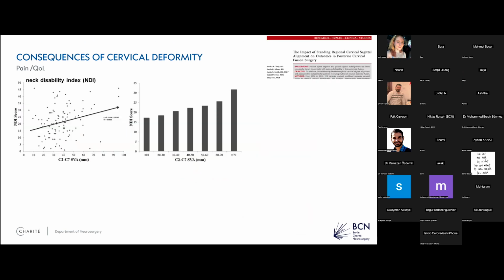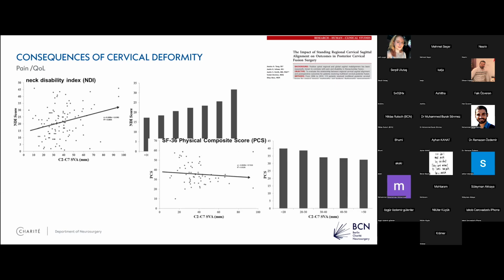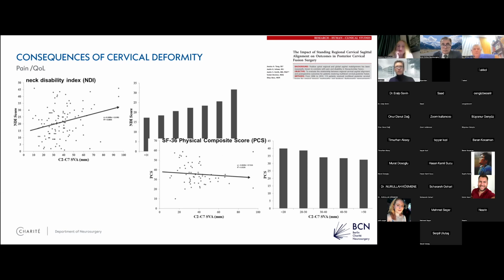The more pathological they are, the more pain the patient is experiencing, and the more his quality of life is decreasing. Another paper showing that the more the SVA, so the plumb line of C2 versus C7, the more the patient is getting into kyphosis, the more pain the patient is developing and reporting, and the more quality of life parameters are deteriorating. So it's really, again, similar to the lumbar area. The more deformity, the more pain, and the less quality of life. So this is really affecting quality of life as well, even without neurological deficits.